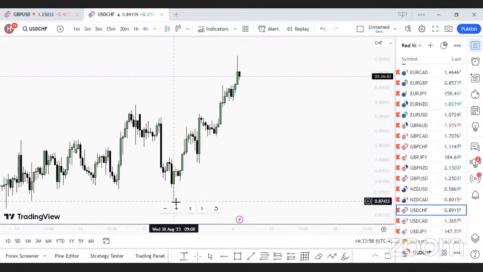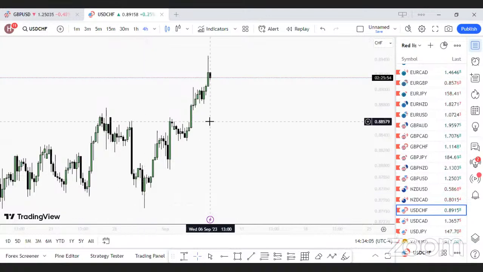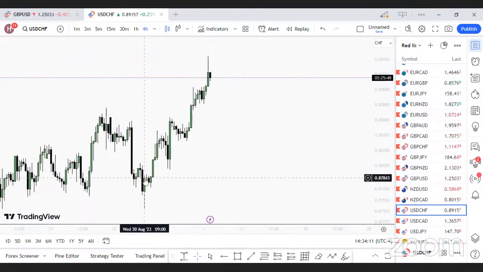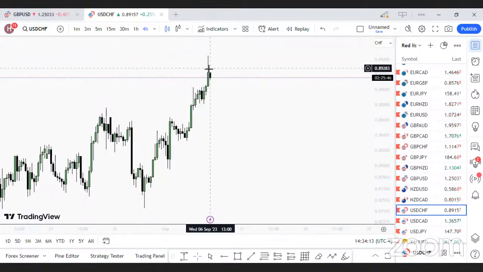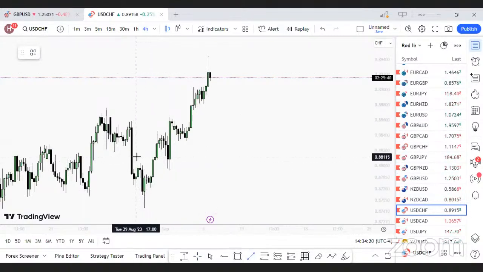So we have a low here. Let's start from here because this is August 30th to the 6th of September. So this is enough to get the overall direction of what we actually want to do in the market, either to buy or to sell.